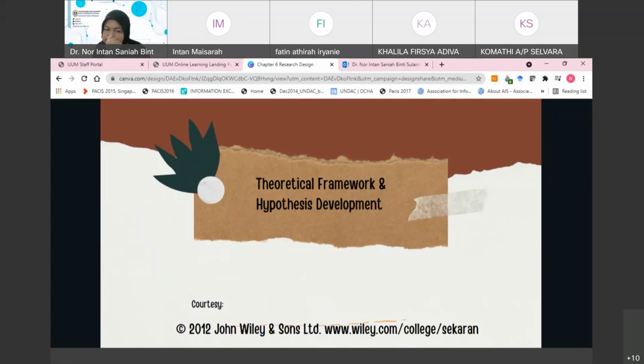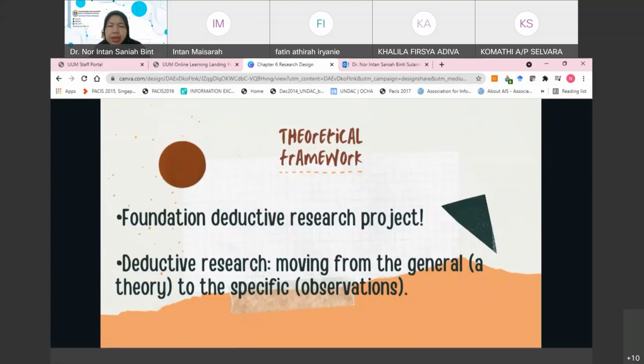I believe you all dah biasa dengar kata hypothesis, right? Hypothesis, H1, H0 and so on. Okay, so theoretical framework, kerangka teori, kerangka theoretical dalam bahasa Melayu. So what is theoretical framework? Dia lebih kepada foundation for deductive research project.